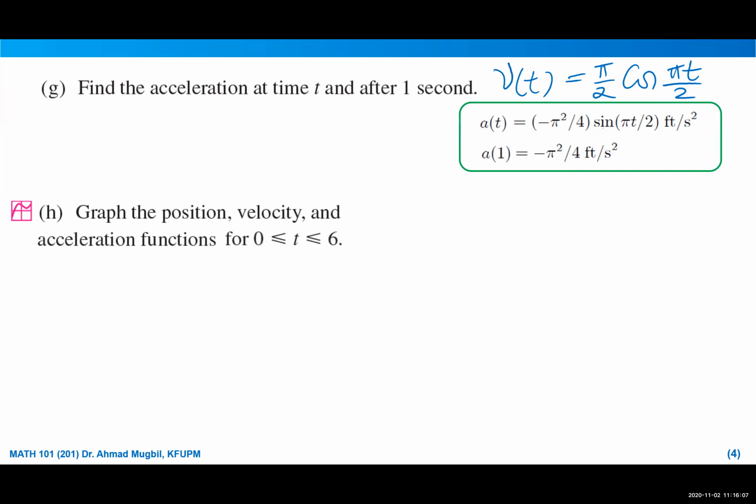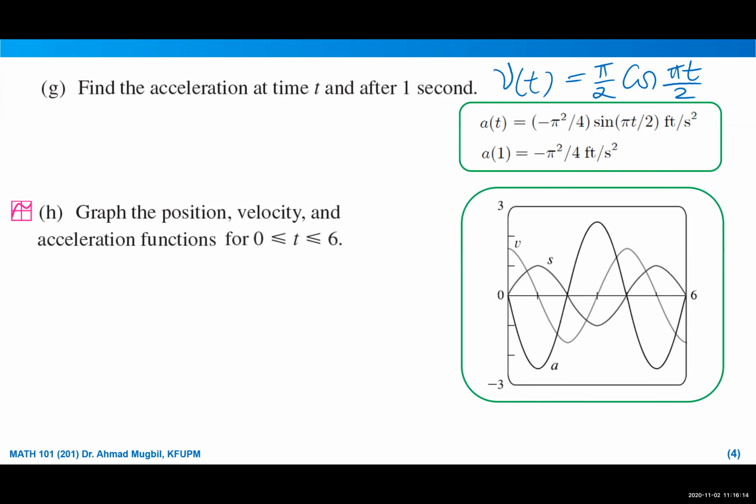Now the next one: graph the position, the velocity and the acceleration function. And I told you, you need to remember how to sketch the graphs of cosine and sine, and it is all about that. I sketched the graph of cosine for you, the velocity function. Now, if you draw the original function, which was sine, this is the displacement function, the position function.